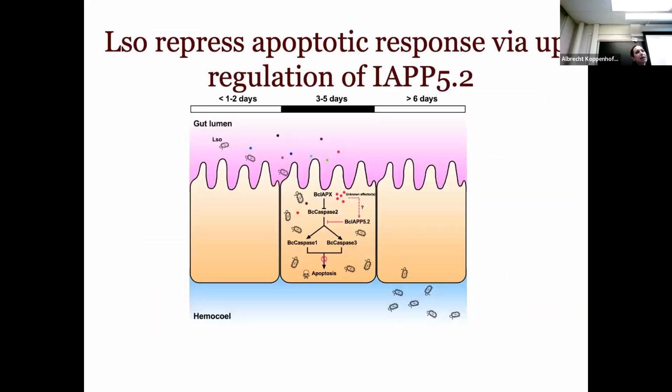But we don't know the mechanism, okay? This is where we are at. We don't know the mechanism, and this is the model that we have. What we think is happening is this is the gut of the insect. LSO arrives through the lumen, is going to enter in the gut cells. The gut cells want to respond by apoptosis, but Liberibacter is disrupting this response, and as a consequence it can replicate, cross into the hemocoel and distribute itself.